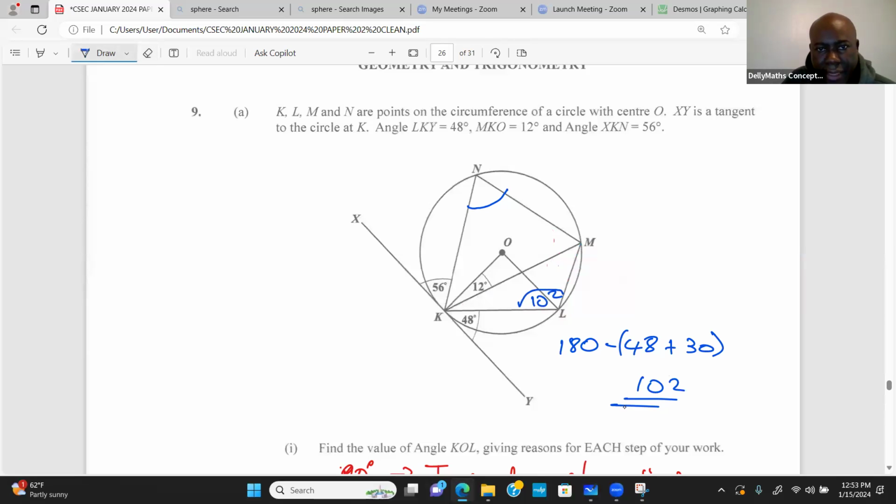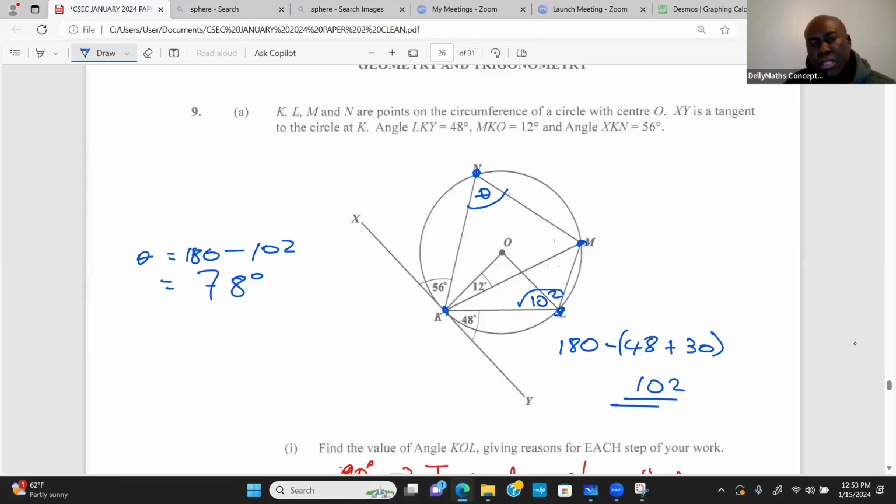All right. So I'm going to highlight the fact that this is a cyclic quadrilateral, where the vertices are on the circumference. So opposite angles are supplementary. So for this angle here, all I have to do is subtract 102 from 180. You're going to get about 78. All right. We're going to get 78.